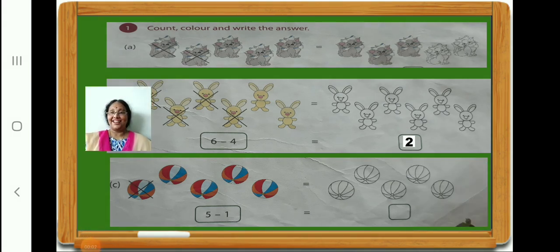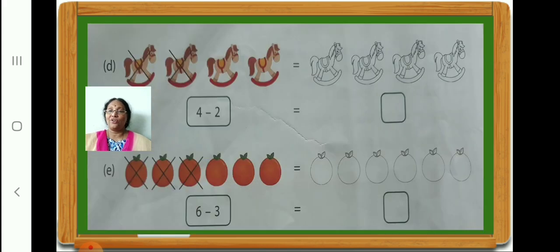Children, now let us do question C, 5 minus 1. Children, when one ball is taken away from 5 balls, 4 balls are left. So write 4 in the box. Very good. Now children, color 4 balls. Finish coloring. Very good. Now let us do question D.